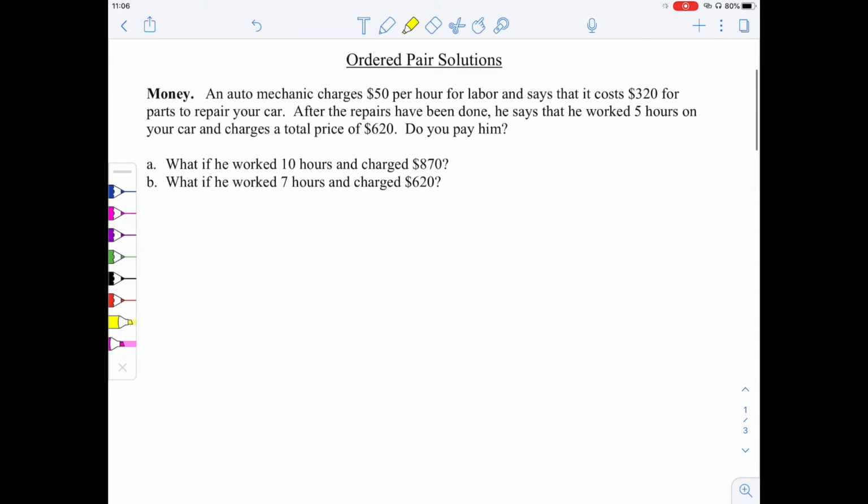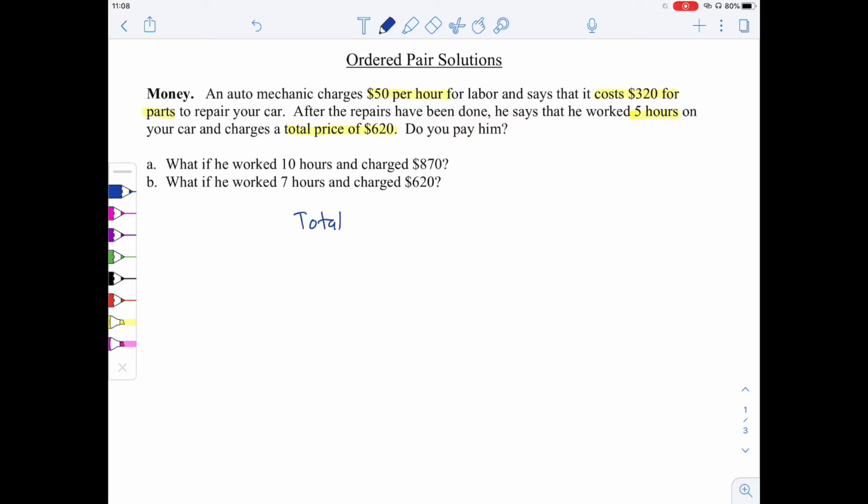So let's look at this question. An auto mechanic charges $50 per hour for labor, and says that it costs $320 for parts to repair your car. So you know those two things: $50 per hour, and $320 for parts. Repairs have to be done. He says he worked 5 hours and will charge you a total price of $620. Do you pay him?